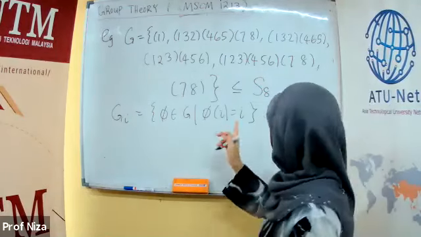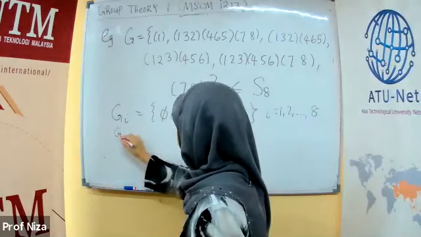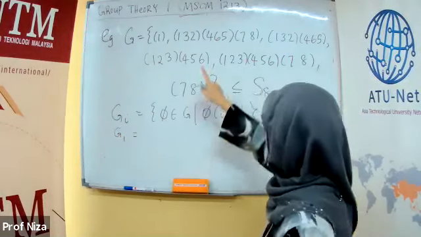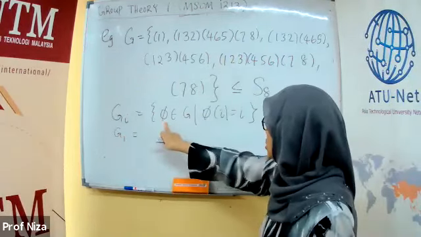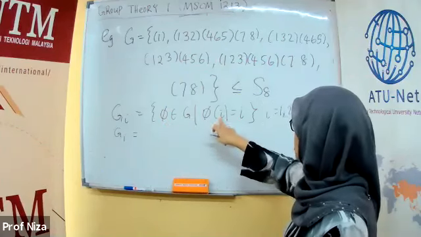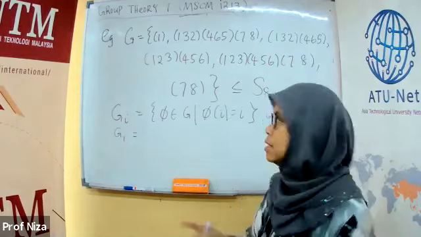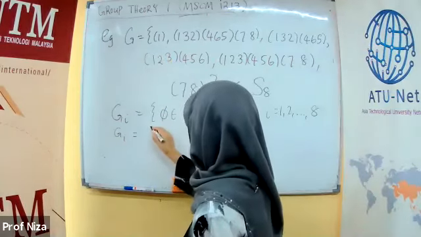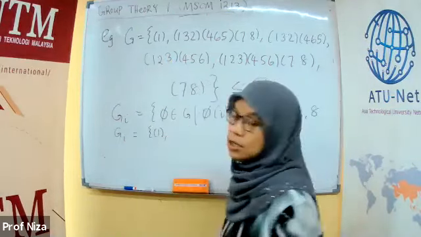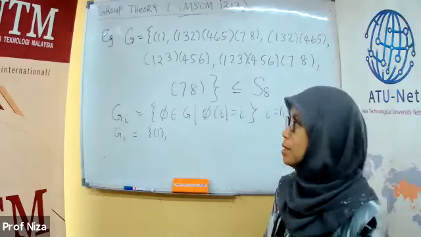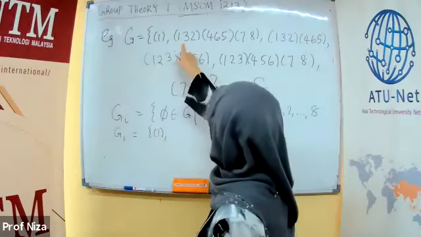Okay. Now, G1, find the permutation that fixes 1. That fixes 1. 1 goes to 1. This, right? Because I said identity has to be inside. Okay. Now you go to the next one.